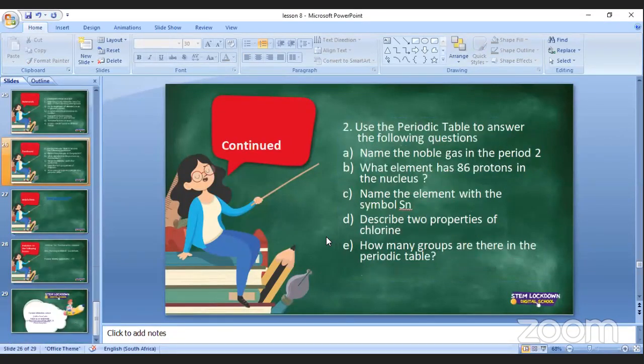Number 2, use the periodic table to answer the following questions. Name the noble gas in period 2. What element has 86 protons in the nucleus? Name the element with the symbol Sn. Describe 2 properties of chlorine. How many groups are there in the periodic table?